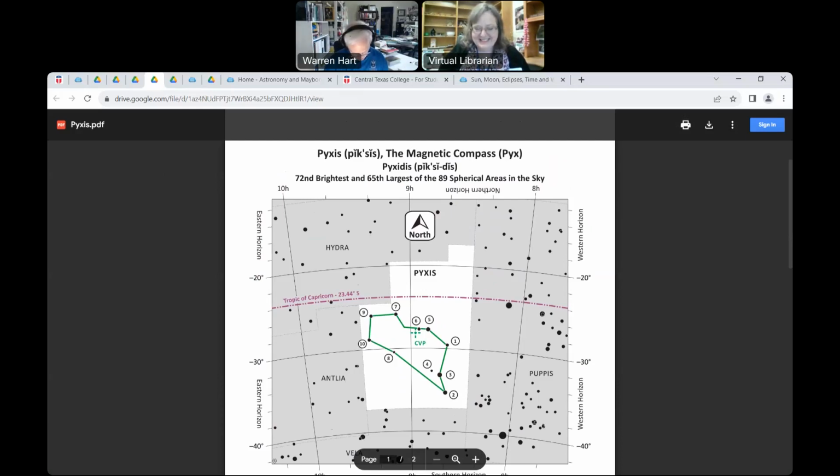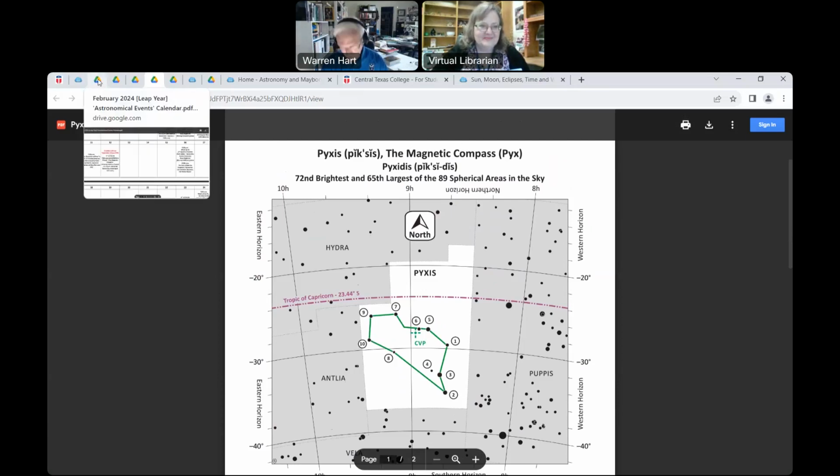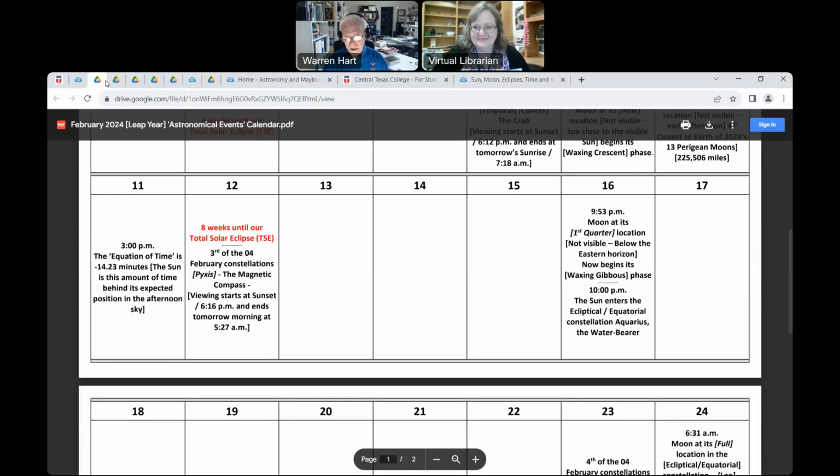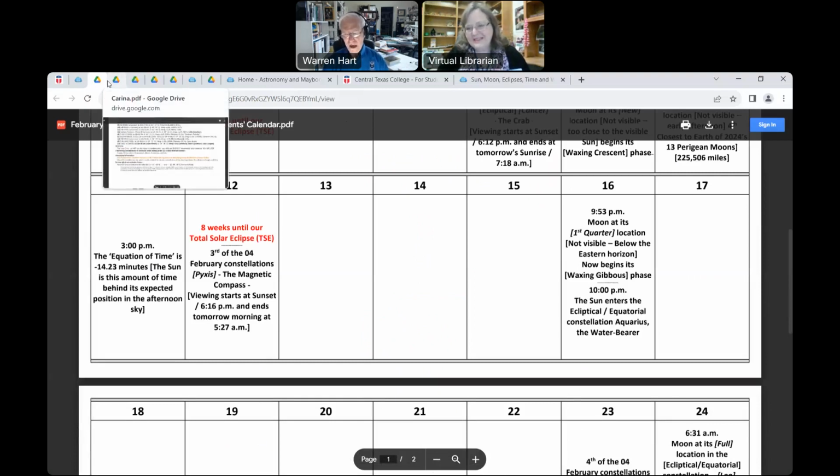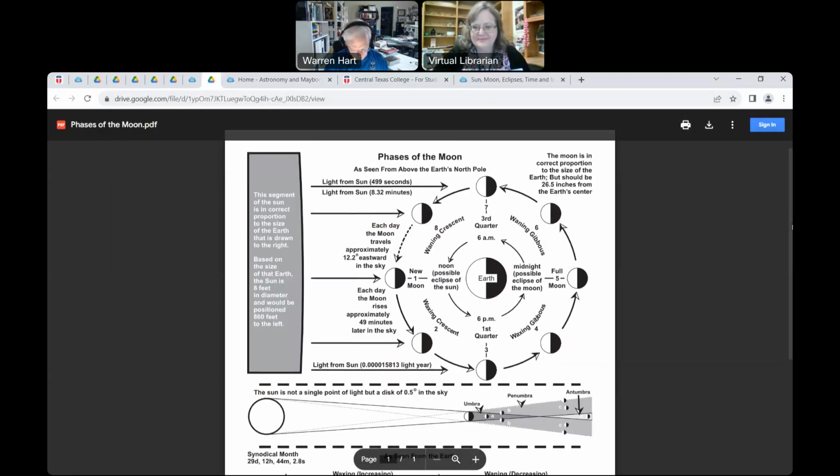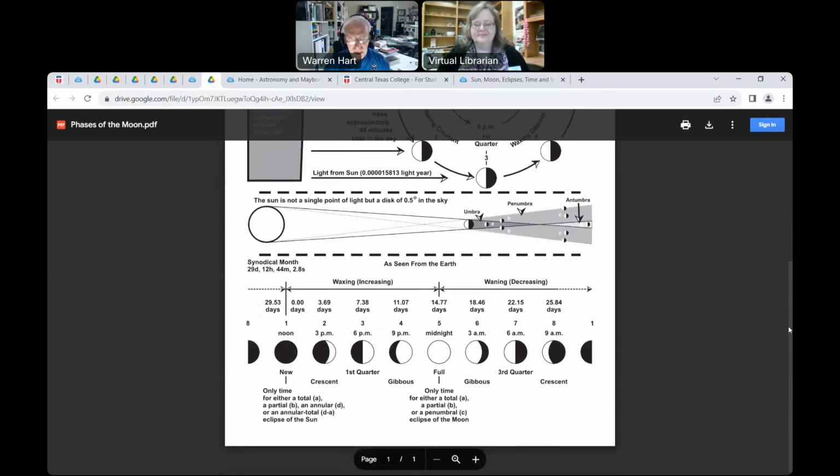So that's what we have here as far as it's mentioning here, but this is Pyxis, the magnetic compass. So let's go on and get out of that. And we're going to go to Friday the 16th, and we're going to see our moon has moved on past the new moon point, and we're going to come to what we call our first quarter. And let's go back to the page there, Cindy, if you would. And for our first quarter, that's number 3.